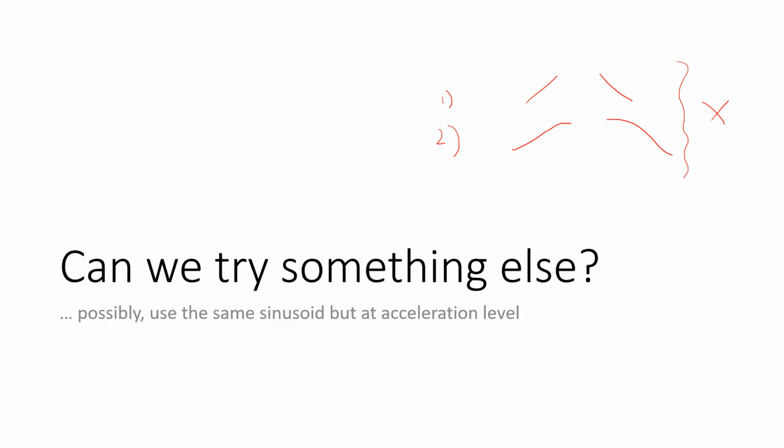So after trying the straight line segments for rise and fall, and trying the cosine expression for the rising, and obviously for the falling as well, we have observed that these are not going to serve the purpose. So can we try something else? That's the question. And possibly we can.